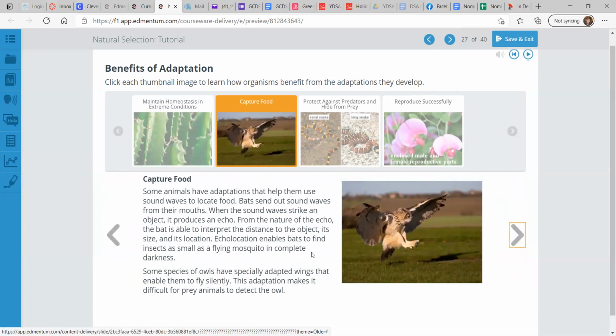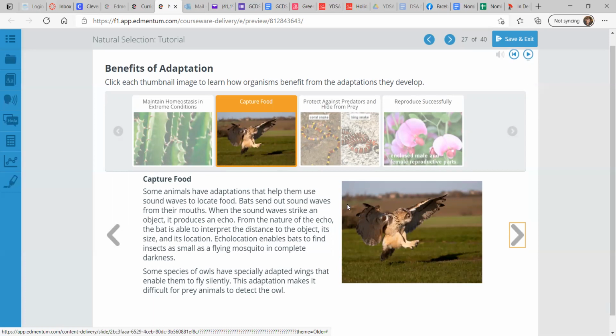It helps organisms capture food, and some animals have adaptations that help them use sound waves to locate their food. Bats send out sound waves from their mouths, and when the sound waves strike an object, it produces an echo. And from the nature of the echo, the bat is able to interpret the distance from the object, its size, and its location. And that's known as echolocation, because it's using an echo to locate their prey. And this enables bats to find insects as small as a flying mosquito in complete darkness. So it's very useful for bats.